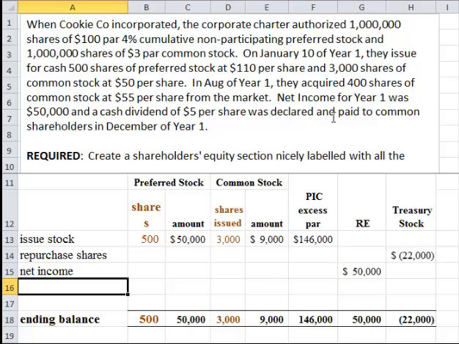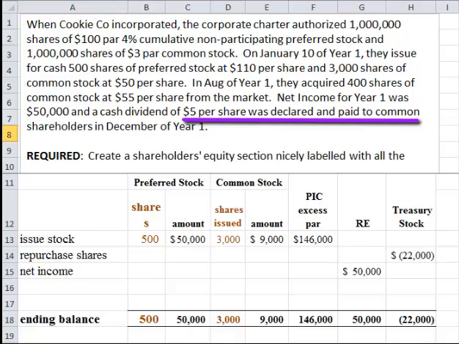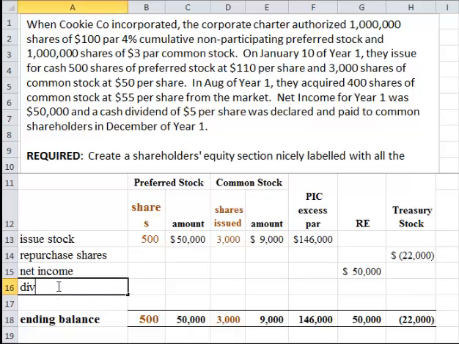They declared and paid to common shareholders $5 a share. Well, you can't declare just to common shareholders. The preferred shareholders have preference when it comes to dividends. So if they paid common shareholders, they must have also satisfied the preferred shareholders up to the maximum. Because until you pay them their maximum, you can't pay the common. So let's split the dividends into the two pay groups. And the common shareholders got $5.